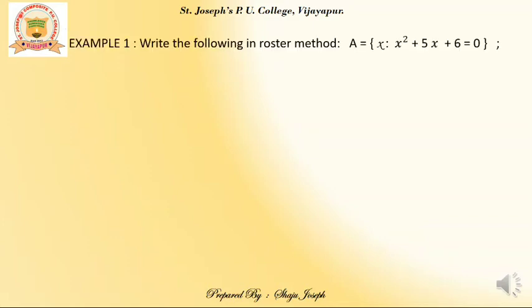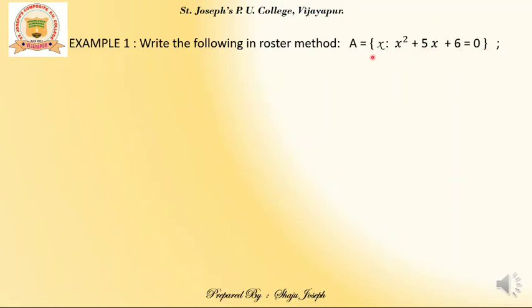Now that we have learnt about the two methods of representation, let us see how to convert from one form of representation to another form. Here one example is there. Write the following in roster method, means the given form is rule method or set builder method. Here it is given as set A is a set of all X such that X square plus 5X plus 6 equal to 0.